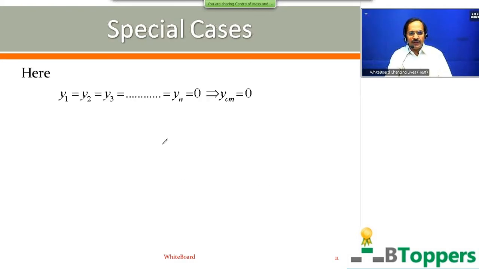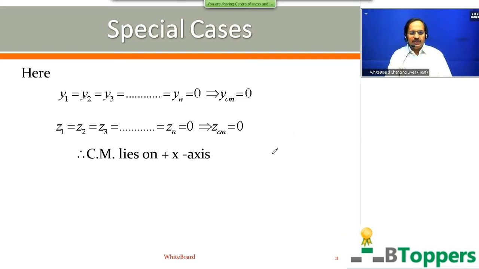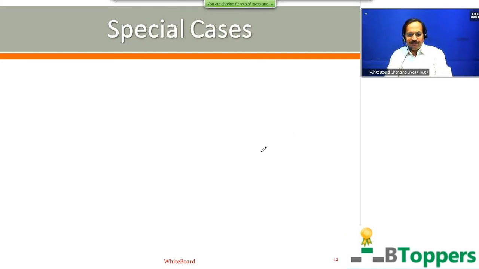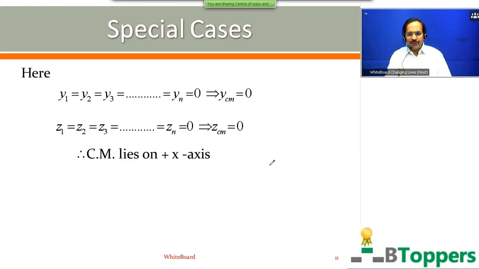Here y1 equal to y2 equal to y3 equal up to yn equal to 0 because all the particles are on the x-axis. So the y coordinate of the center of mass is 0. z1 equal to z2 equal to z3 up to zn equal to 0 implies the z coordinate of the center of mass is 0. Therefore, the center of mass lies on the x-axis. Come on, finish copying this part. If the y coordinate of the center of mass is 0 and the z coordinate is 0, it means the center of mass lies on the same straight line on which all the collinear particles lie. Come on, finish copying. In case you need more time, we can take a pause.